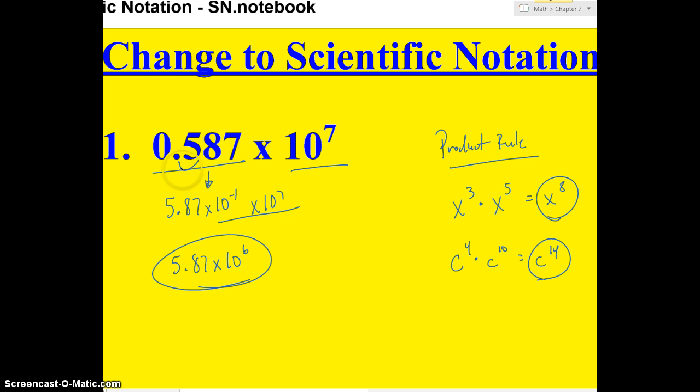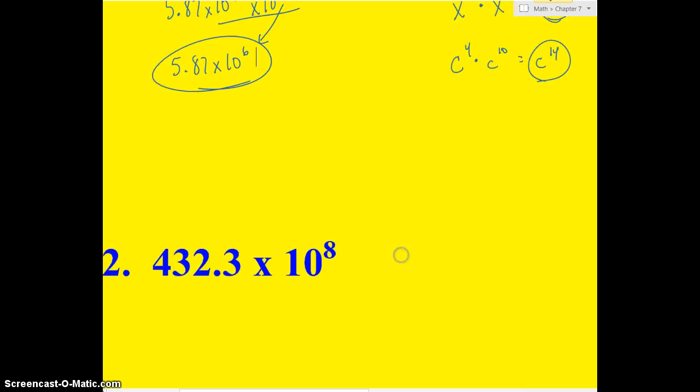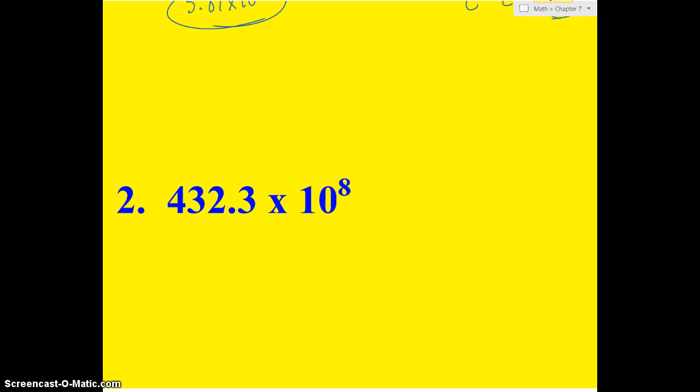The other way I like to think about it is you're taking this small number, 0.587, and you're making it bigger by 1, so we have to reduce that by 1 to make it 6. Again, you're taking 5.87, you're making it bigger here, so then that's going to have to become smaller and make that a 6. Look at number 2. This will be our last example. Looks like it could be in scientific notation, but this first factor is not between 1 and 10. So let's make it between 1 and 10.